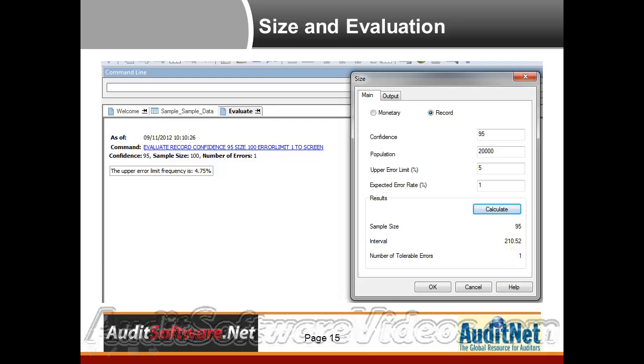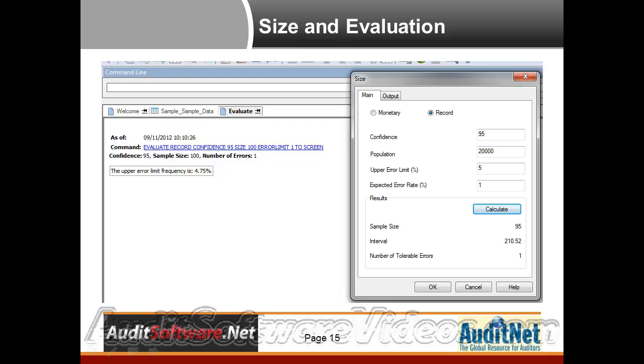So if I have more than one error, I'm going to have a problem. And when you evaluate an ACL, which you can kind of see on the left-hand side there, again, I'm just trying to show you what we're going to do in a few minutes. You can see there that one error on that sample size and confidence turns out to an upper error limit frequency of 4.75. And if I put a sample size of 95 in there, one error actually comes out to 4.99. So it's right under that 5% limit. So again, it's a way to evaluate your samples, and I'm just showing you the results here.